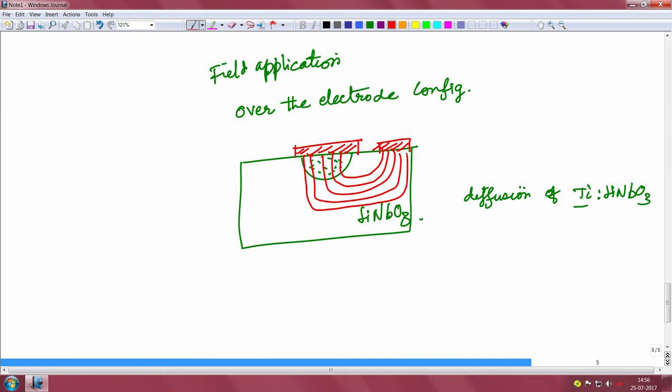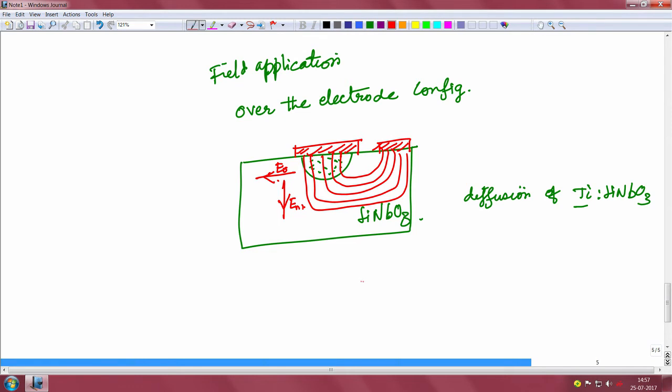So, if you are considering a light wave of TE mode, which is oriented in this direction, and the microwave is oriented perpendicular to this. This is one direction of the optical field, this is the direction of the microwave field in the over-the-electrode configuration.